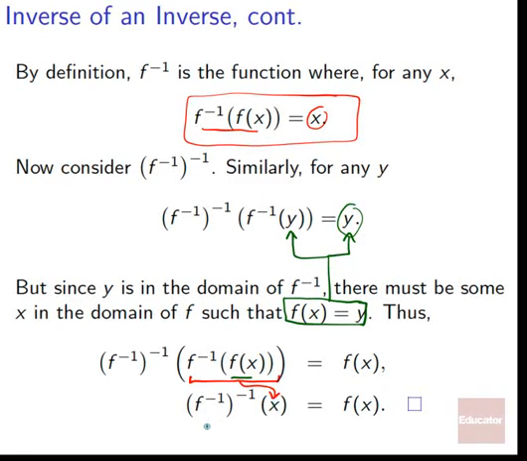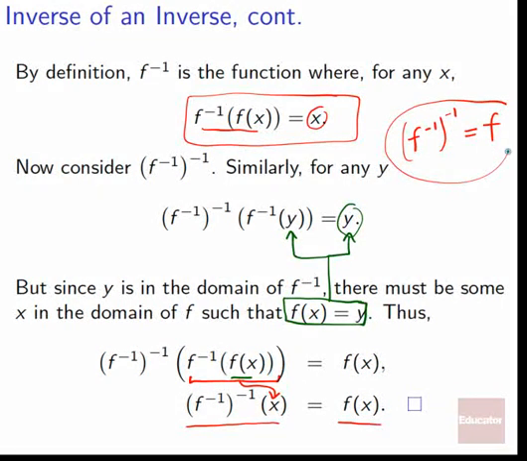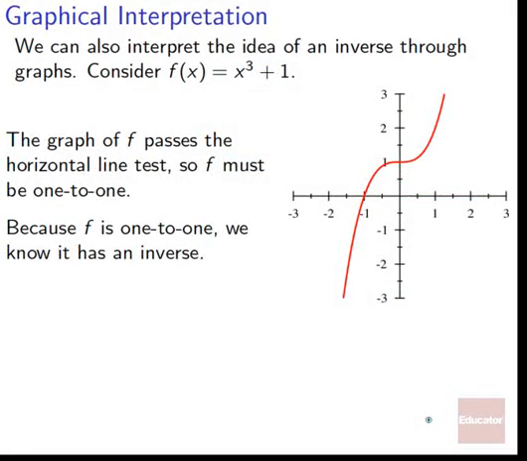So it must be the case that f inverse inverse of x is the same thing as f of x. So if f of x is the exact same thing as f inverse inverse of x, it must be the case that f inverse inverse is just the same thing as f. And boom, our proof is finished. Great. How can we interpret this graphically?